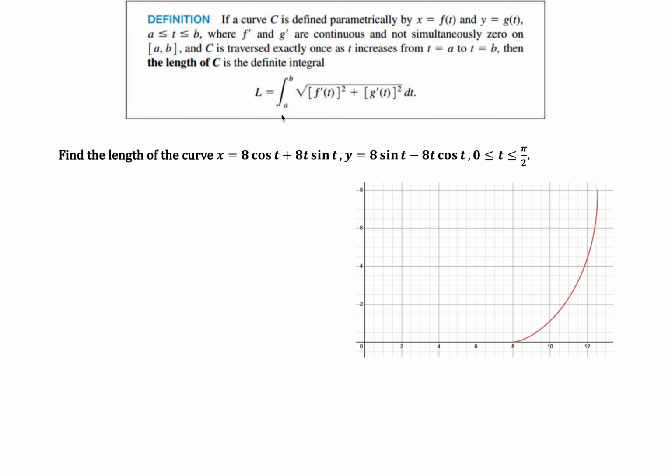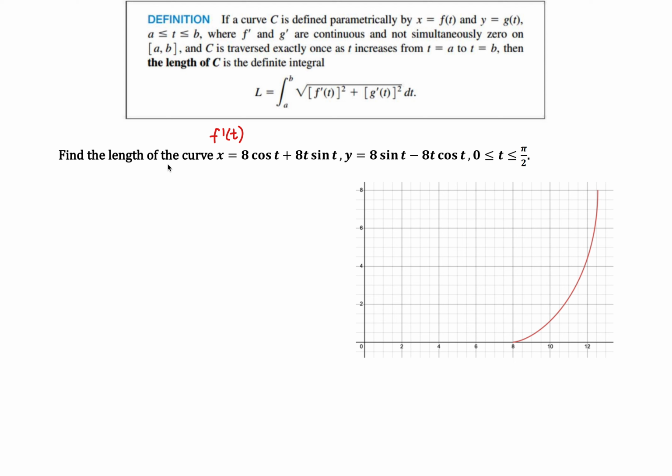We're going to integrate from a to b, and it's going to be the square root of f prime squared plus g prime squared dt. So it's very similar to the formula to find the length of a curve that we looked at before. In this case, though, both x and y are defined as functions of t. So to find f prime of t, we're just going to differentiate the equation here for x.